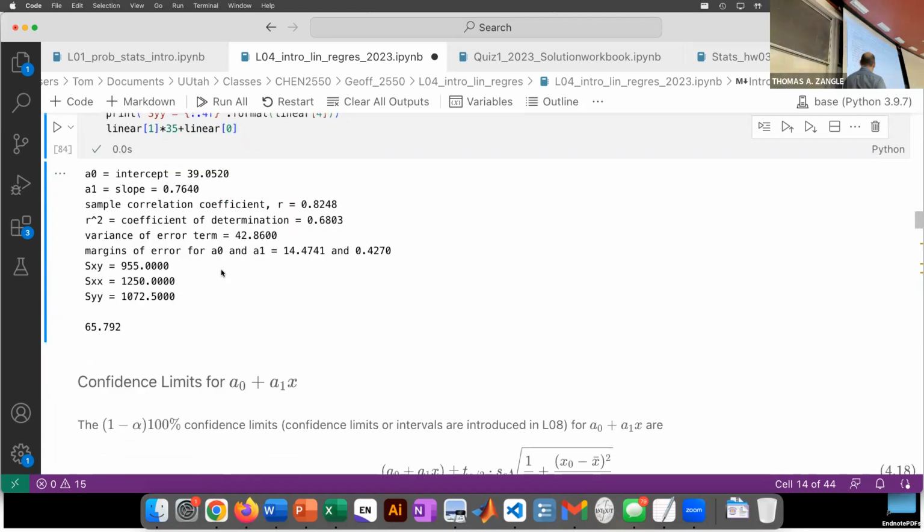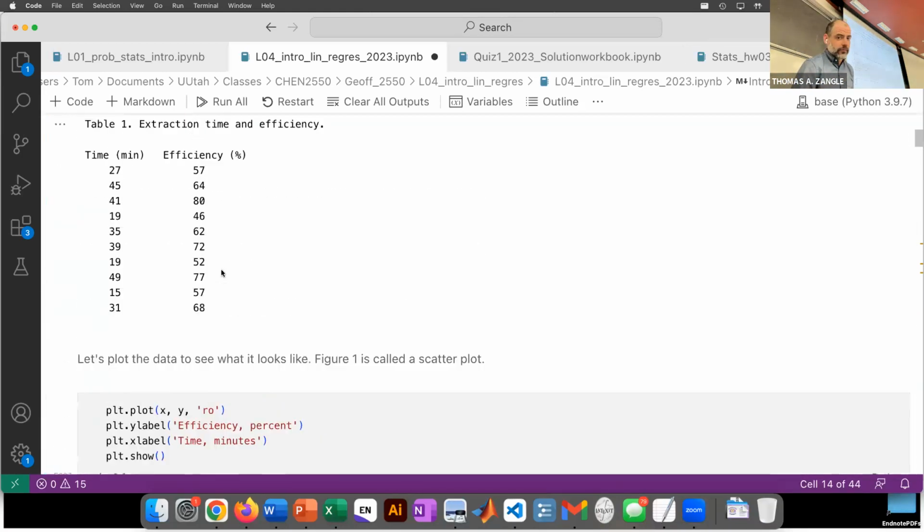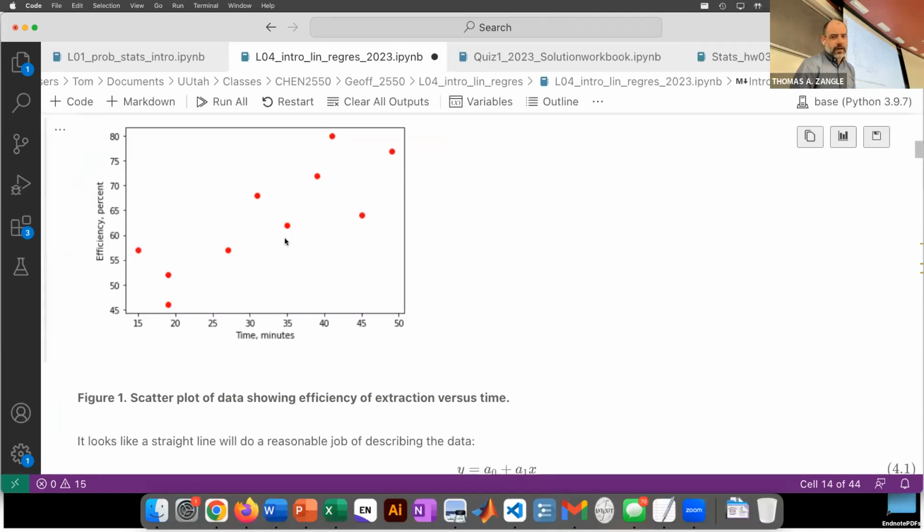65%. Okay. So we see that we expect, thank you. Our answer to our original question of what is the expected value of the extraction efficiency at 35 minutes is 65%. It's interesting to then compare that to our measured value at 35 minutes. We saw that our measured value at 35 minutes was 62%. So that means that our measured value at 35 minutes was a little bit low relative to what we would expect, based on knowing the rest of the data that we have here.